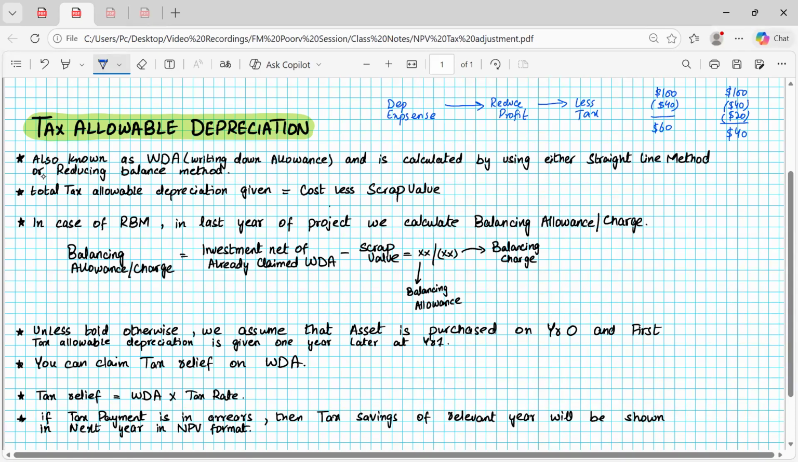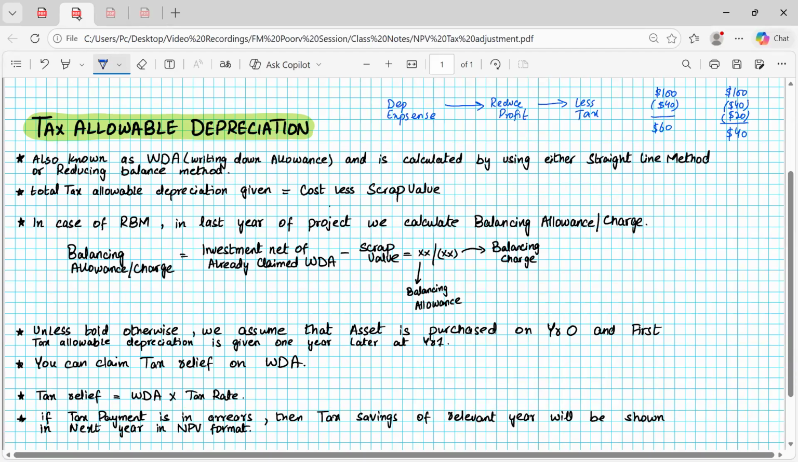Now let me read from the notes. Also known as WDA, written down allowance, it is calculated by using either the straight line method or the reducing balance method, the same way as accounting depreciation. Total tax allowable depreciation is cost less scrap value. So the total depreciation that you will charge with respect to an asset is equal to the cost less its scrap value, because when you charge depreciation from the cost, at the end of the life of an asset only scrap value is left, right? And for that you can sell the asset. So the total allowance that you can charge will be equal to cost less scrap value.